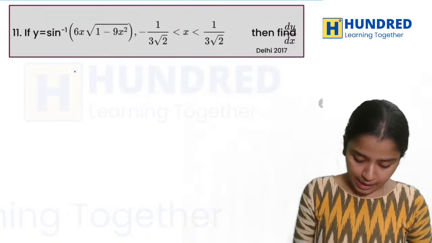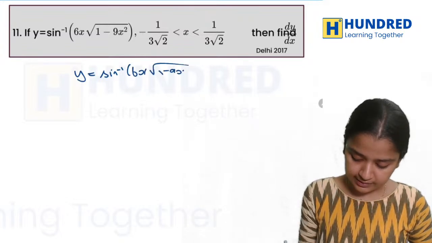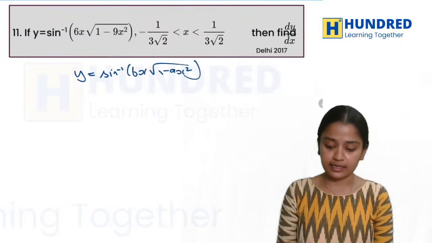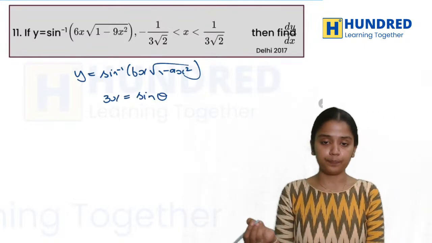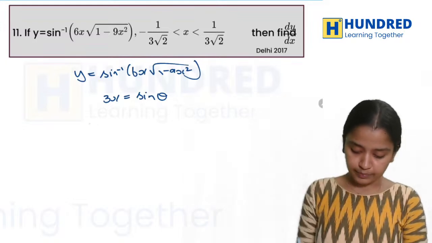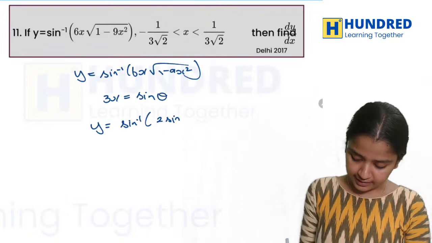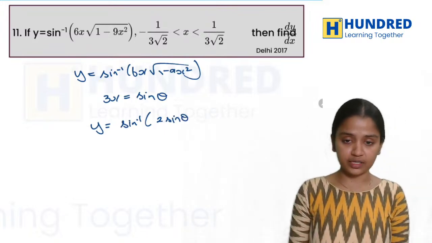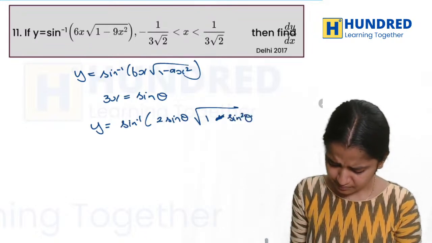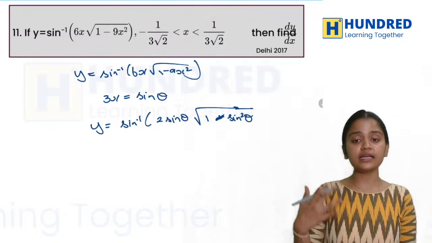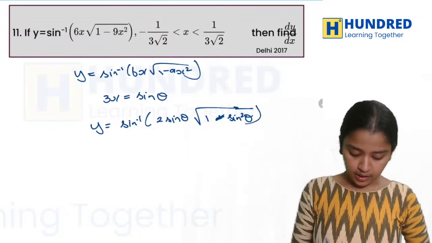Okay, now what happens? So y is equal to sin inverse of 6x root of 1 minus x square. Is it there? So now what I take is, I take 3x as sin theta. Okay? Now what happens? So basically y is equal to sin inverse of 2 sin theta root of 1 minus sin square theta, because here 6x, and 3x square would become 9x square. So it comes like this. Okay, now what happens?